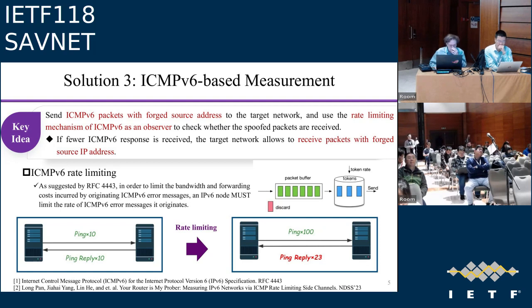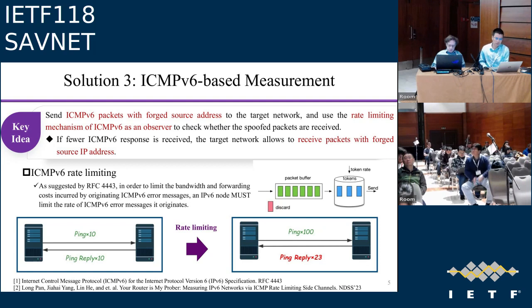This is suggested by RFC 4443 in order to limit the bandwidth and forwarding cost incurred by originating ICMPv6 error messages. An IPv6 node must limit the rate of ICMPv6 error messages it originates. For example, if no rate limiting is performed in the target network, if we send 10 ICMP echo requests to the server, then the server will respond to us with 10 ICMP echo replies. But if rate limiting is performed, when we send 100 ICMP echo requests to the server, due to the rate limiting, the server may respond to us only with 23 ICMP echo replies.